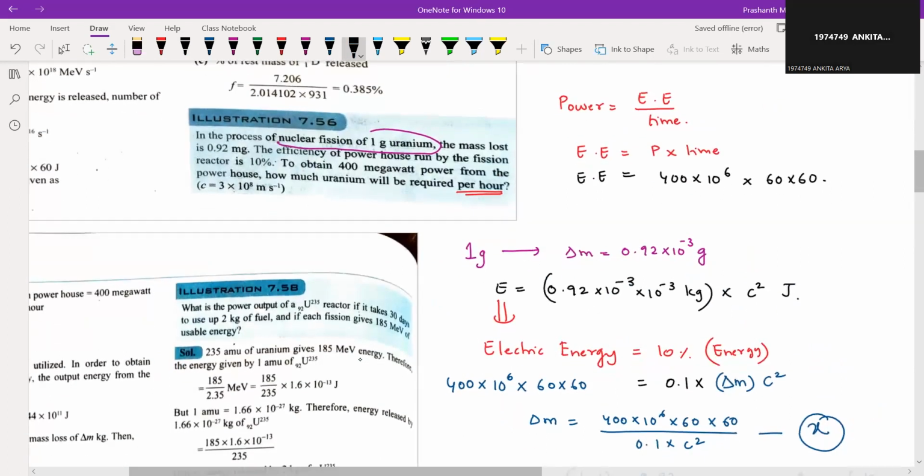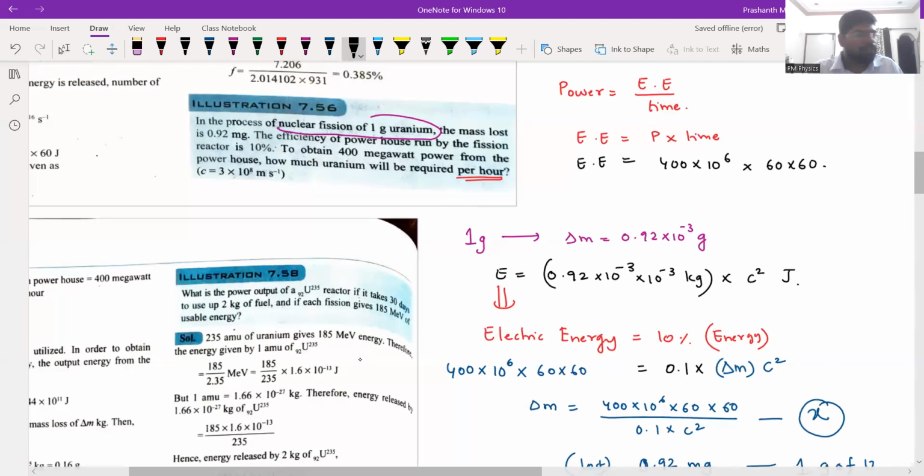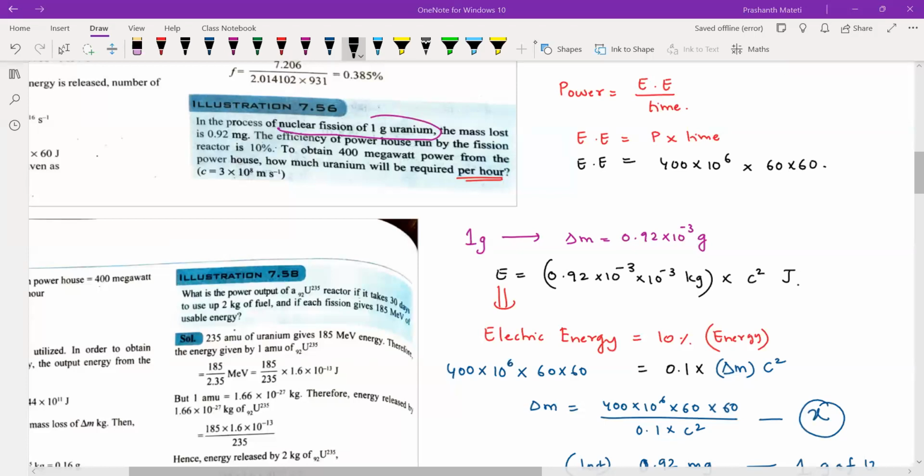So let me review once again. They said two things here. First, for 1 gram, this much mass will be gone. And second, we want 400 megawatt power to be produced. For that, how much uranium do you require? We cannot take 1 gram, as 1 gram may not be sufficient. A certain amount of uranium is required. How much uranium is required, they're asking.